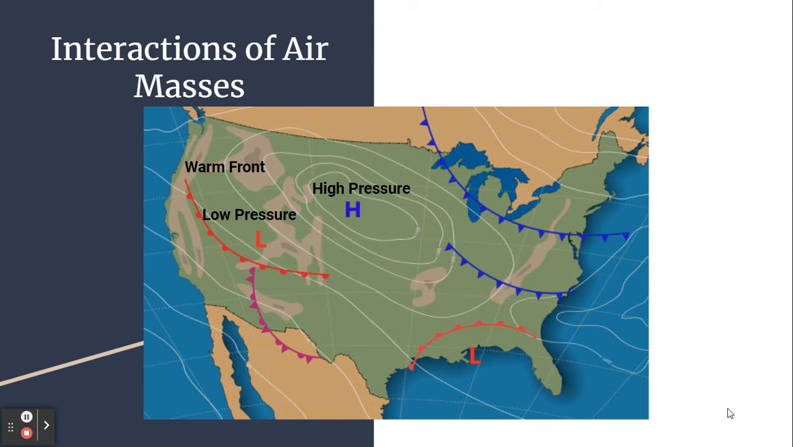Next to it, we have an occluded front where a cold front is being pushed by that warm front, and then there is another cold front behind it. We have two cold fronts that also occur.